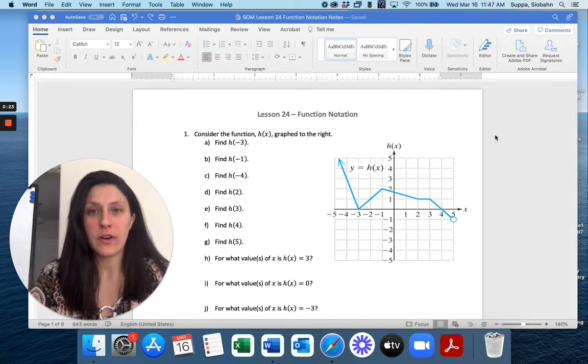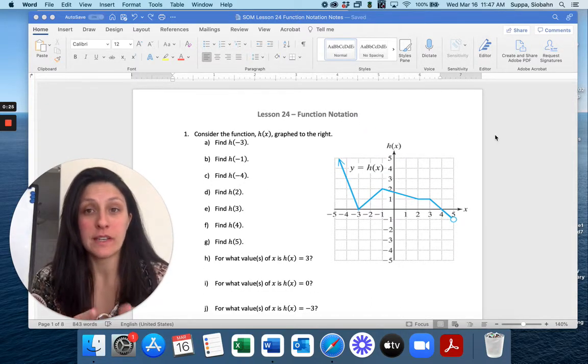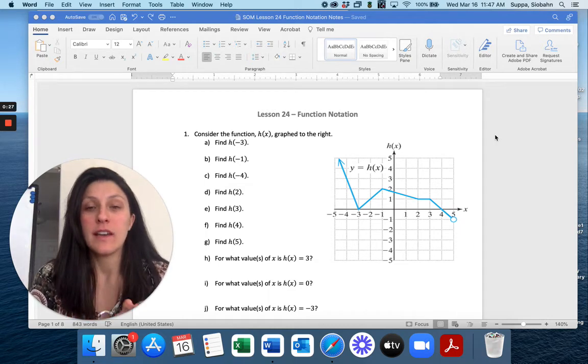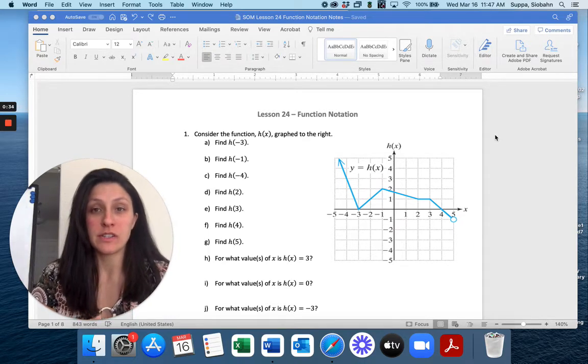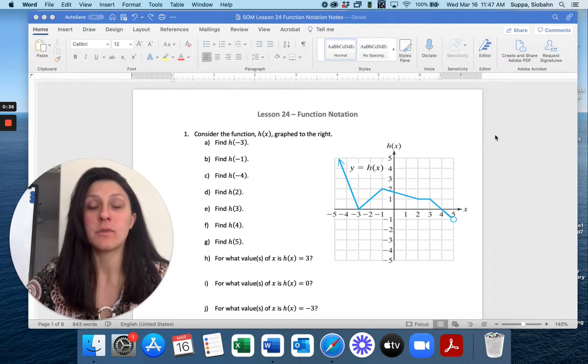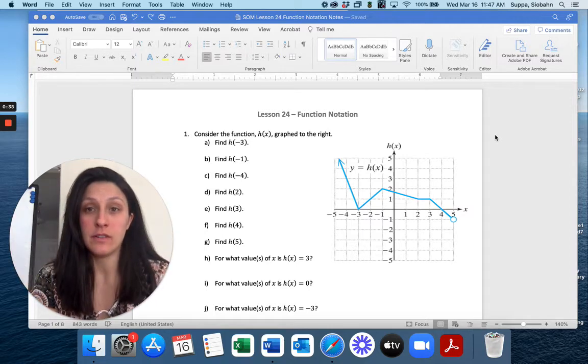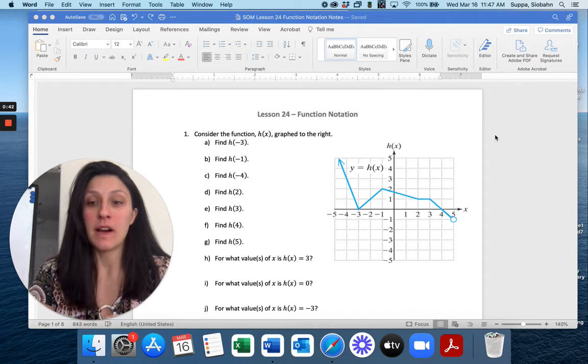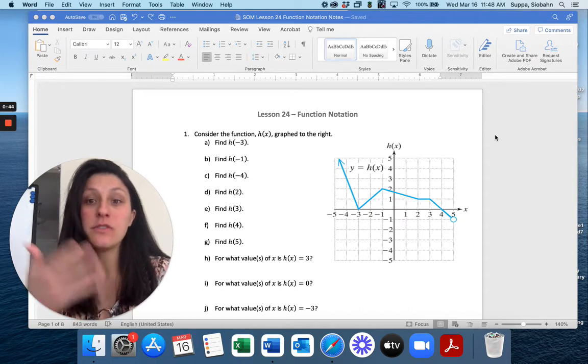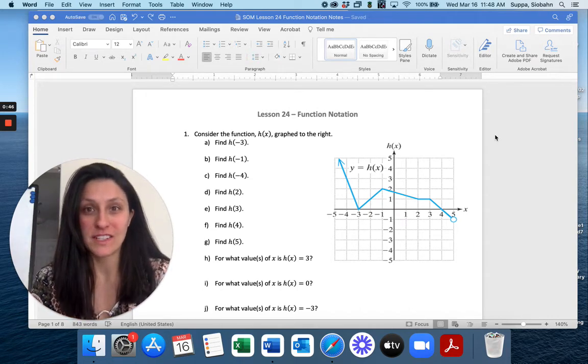So thus far, we have talked about graphs and how to interpret graphs. And we've talked about variables, independent and dependent variables. And then we moved into talking about the definition of a function. So today we're going to fully round out your knowledge of functions, graphs, and variables by making sure that you understand this new notation called function notation.